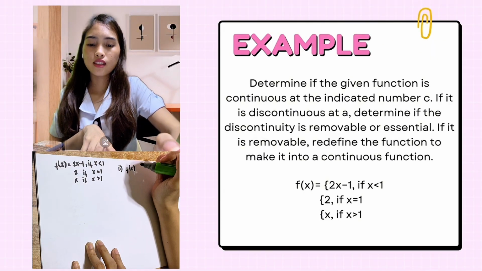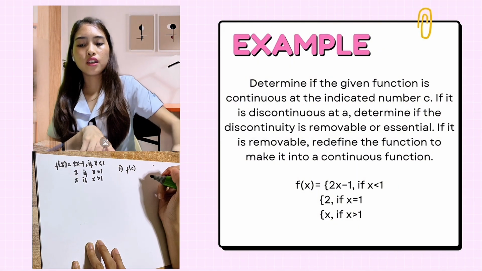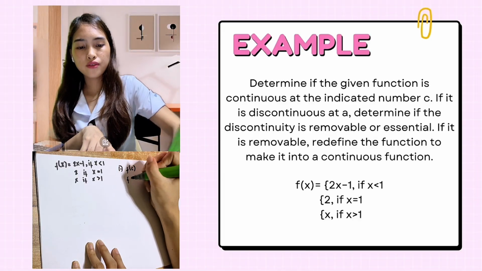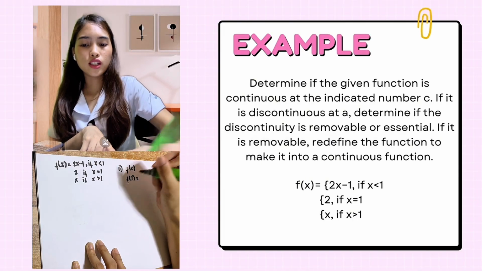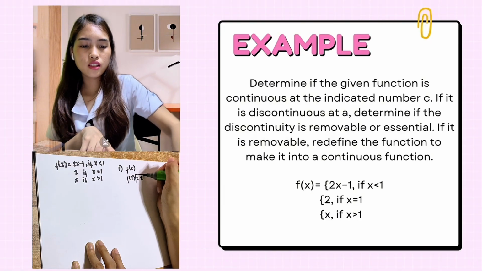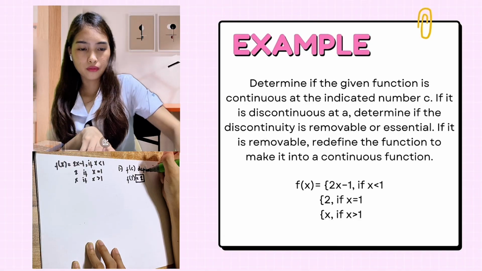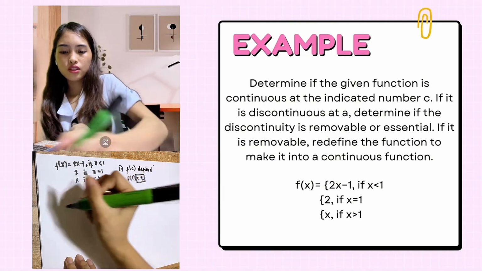So as I said earlier, to define our f of c, we need to look at the equal sign in the given. So our x, f of c is equal to 2. So our f of c is 2, and defined. So let's proceed to step 2.